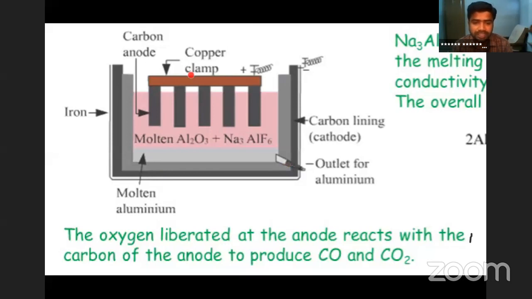The oxygen liberated at the anode reacts with the carbon, producing carbon monoxide and carbon dioxide. Whatever oxygen is liberated from the anode combines with the carbon lining here, so it forms carbon monoxide and carbon dioxide.